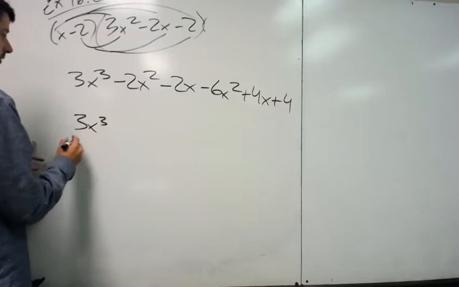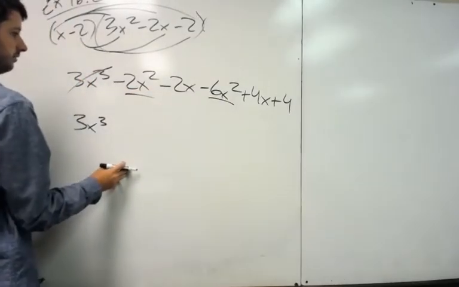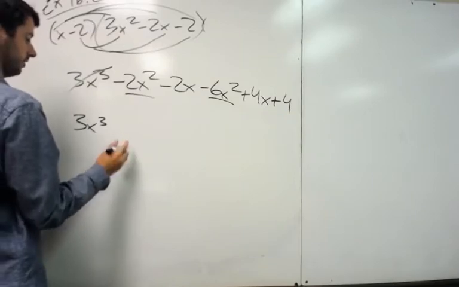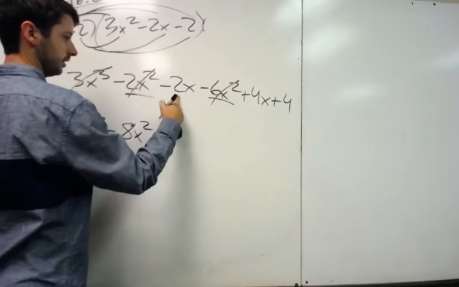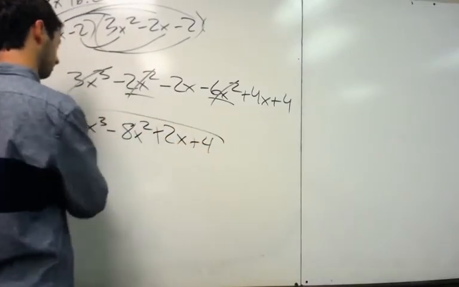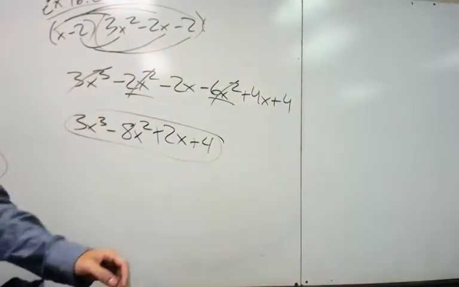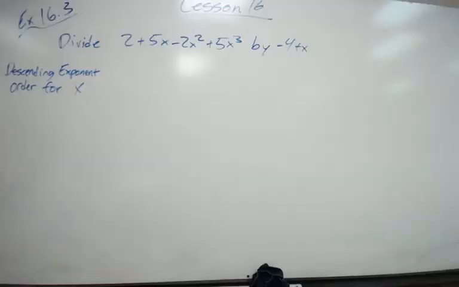No other x cubes. 2x squared and 6x squared, both negative. We need negative 8x squared, negative 2x plus 4x. There's your answer, and that is concept A on lesson 16, multiplication of polynomials.